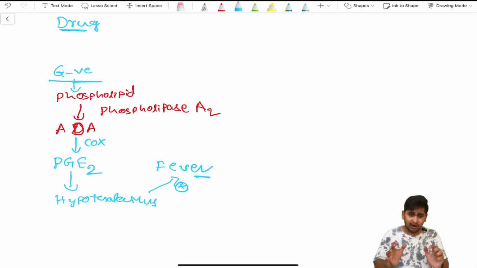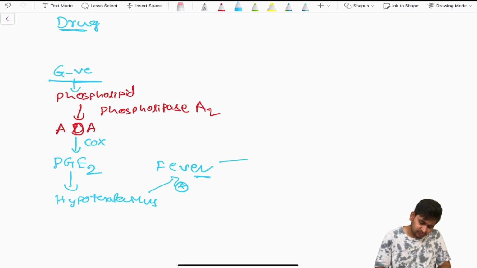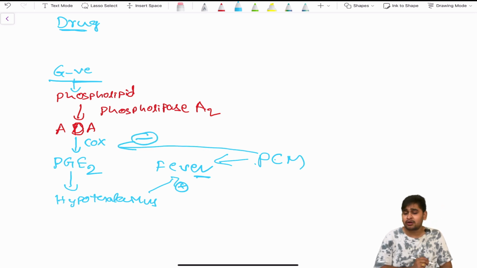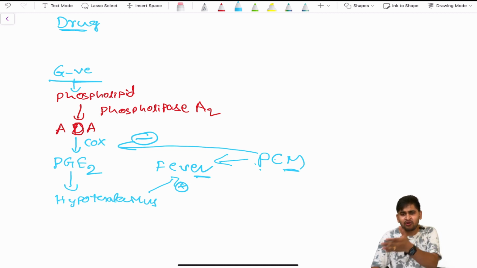How can it be treated? It can be treated by antipyretics, mainly PCM. Paracetamol inhibits the COX enzyme, cyclooxygenase enzyme. Chemically, acetaminophen is called paracetamol.